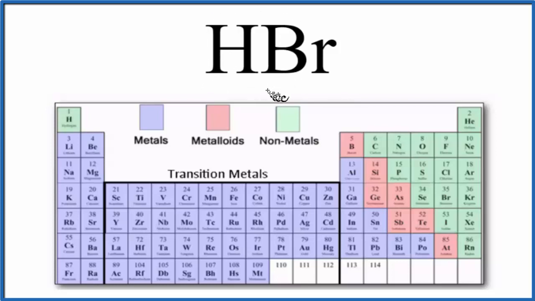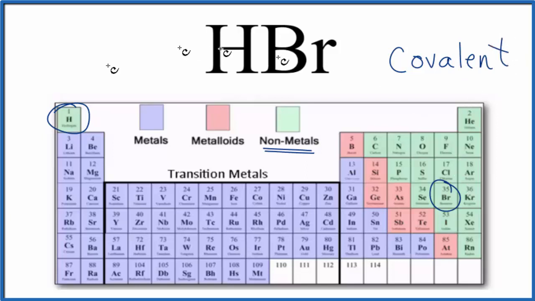So when we look at HBr, we find hydrogen here, that is a nonmetal, and Br, bromine right here, another nonmetal. When we have a nonmetal and a nonmetal bonded together, we're thinking that it's going to be a covalent compound. So according to our periodic table here, two nonmetals, HBr should be a covalent compound.